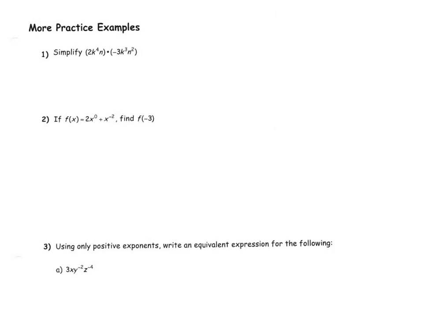So let's get started. All right, we're going to simplify. I have 2k to the 4th n times negative 3k cubed n squared. So let's see. I'm just going to write this out. Always like to rewrite. They're being multiplied. Got those parentheses going on. We've got 2 times negative 3. That's negative 6. Multiply our like bases. So I have k to the 4th times k cubed. They're like bases being multiplied, so we add the exponents.